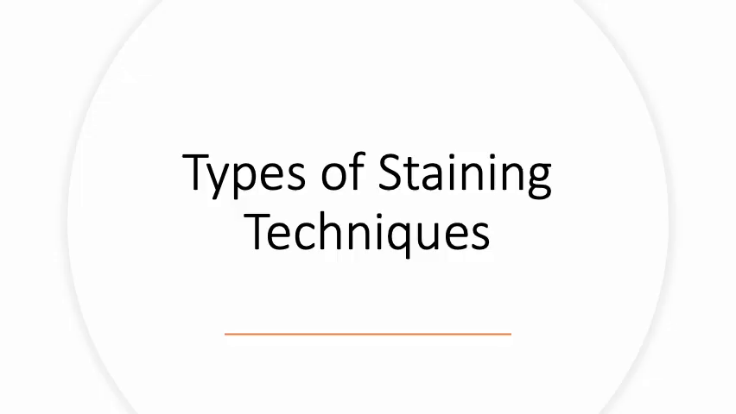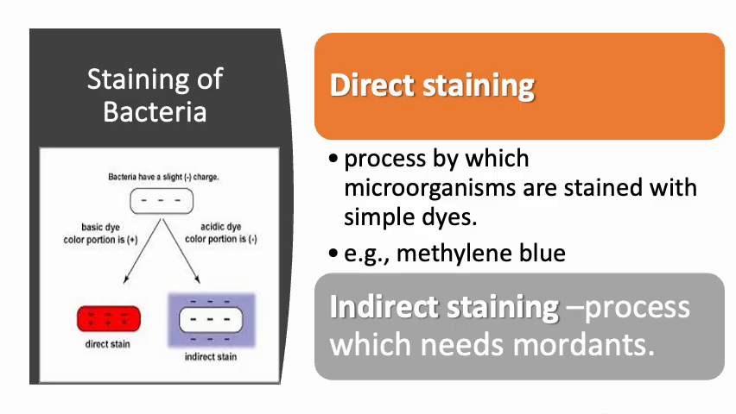Okay, so let's now proceed to the different types of staining techniques. Let's now see the direct staining and indirect staining. This technique in staining usually employs the complexity of the procedure done. Now when we say direct staining, this is a process by which microorganisms are stained with simple dyes such as your methylene blue. On the other hand, when we say indirect staining, the process needs more than that, these are chemicals that strengthen the binding of your dye or stain on the bacterial cell wall.